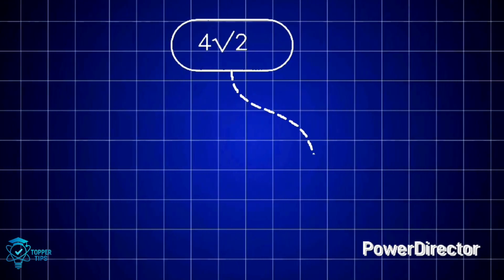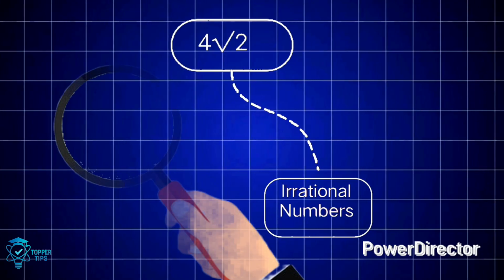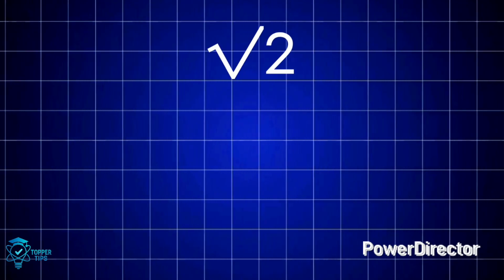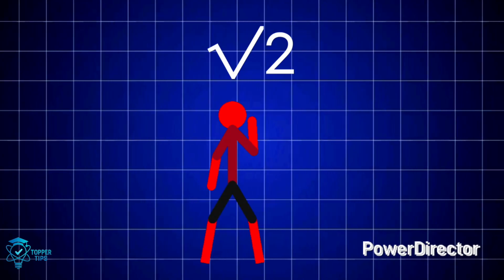Phew, what a ride. We've just proved that 4 square root 2 is irrational, and we did it like math detectives. Next time you see a number with a square root of 2 hanging out, you'll know it's probably one of those wild irrational types.